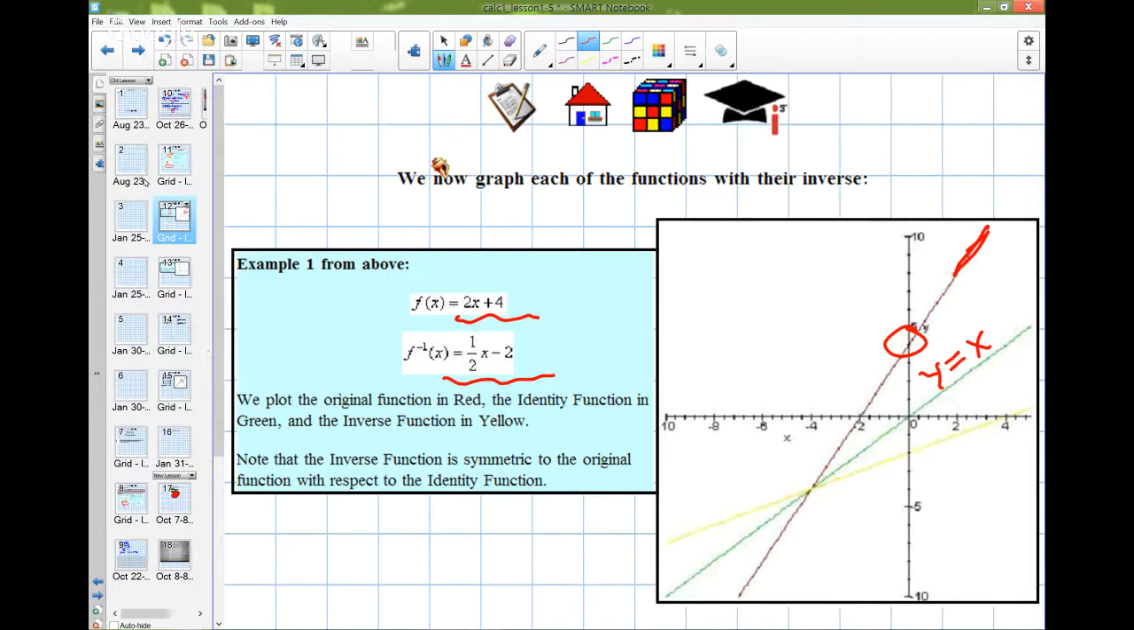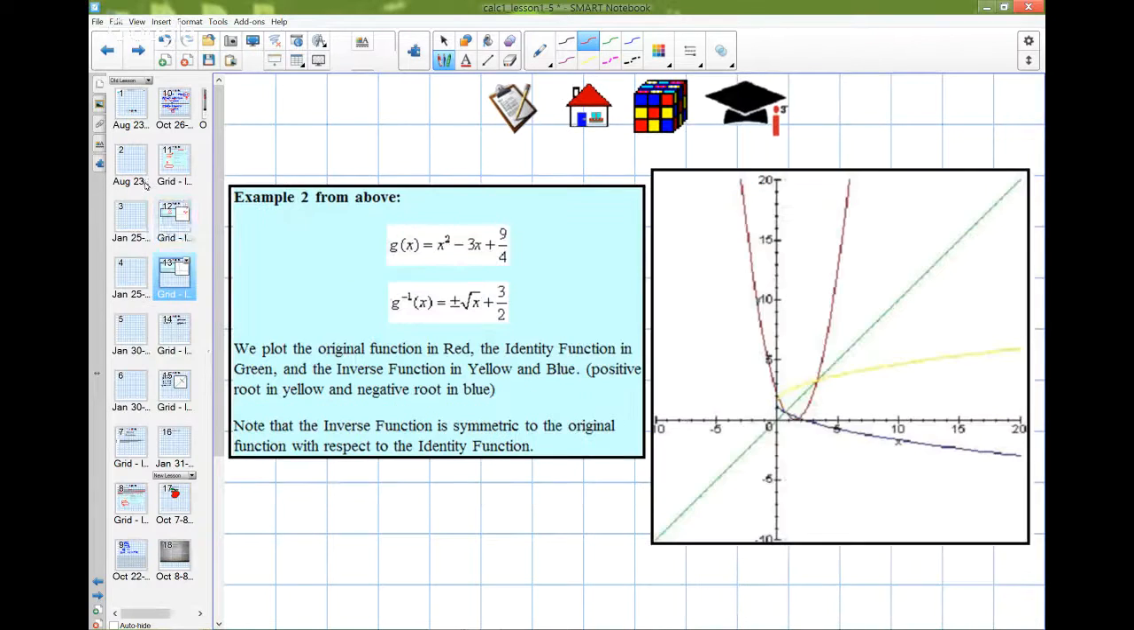Let's look at the other one. The other one we did was this quadratic, and that's this one right here, the red one, and it's of course a parabola, and the inverse, I had to plot with 2 colors because it's plus and minus the square root of x plus 3/2. So here's the plus part up here, and here's the minus part. And when you put them together, what do you have? You have a parabola that's literally tilted 90 degrees to the right.